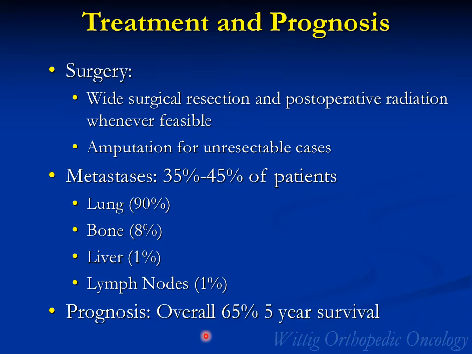Overall, there is a 65% 5-year survival rate with an MFH. However, there is a significant drop-off between 5 and 10 years, where there's approximately a 50% 10-year survival rate for patients afflicted with a non-metastatic MFH at presentation. Patients who present with overt metastases, in general, have about a 15% 5-year survival rate.